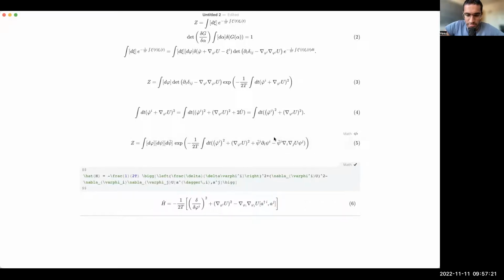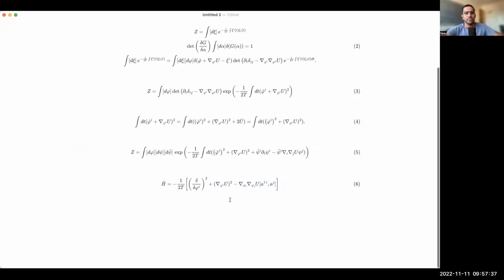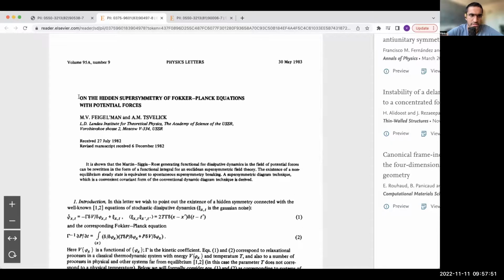That takes care of the structure of these two terms when we write it in terms of fermionic raising and lowering operators. And what's very fun about this system is that there's a fermion number, A dagger A, which commutes with this entire Hamiltonian. And so we can basically split up the Hamiltonian into its action on each of the fermion number eigenstates. And we will see this analysis clearly in the following reference, which is a very nice reference titled On the Hidden Supersymmetry of Fokker-Planck Equations with Potential Forces by these gentlemen from the Landau Institute back in '83.